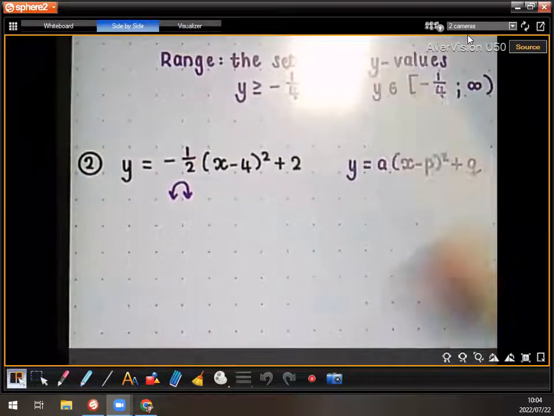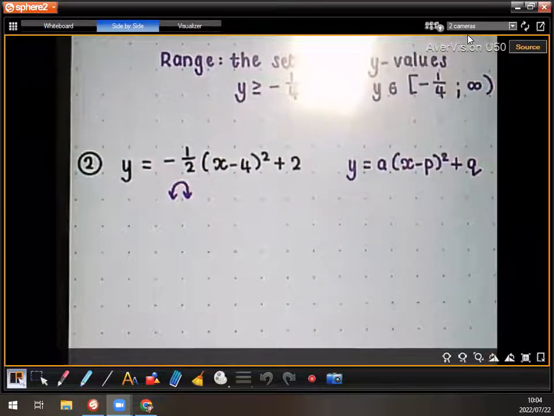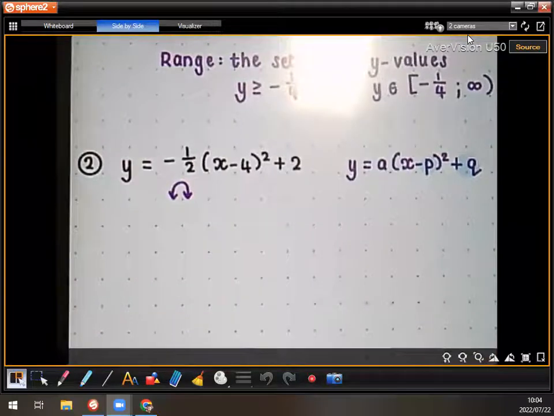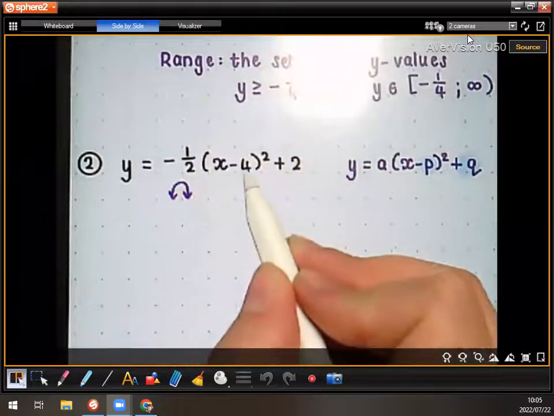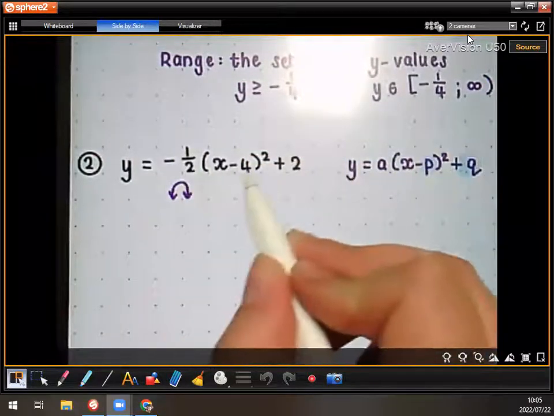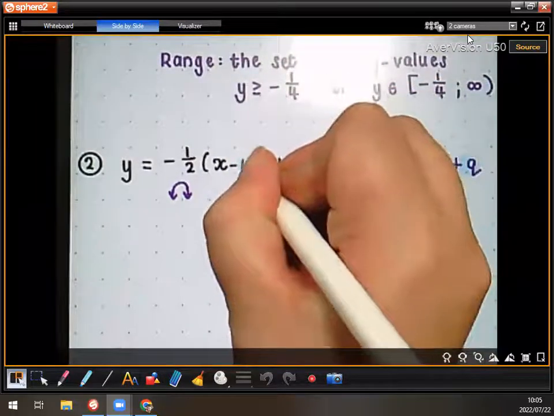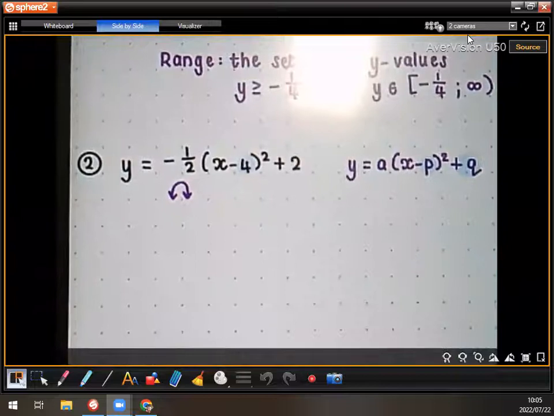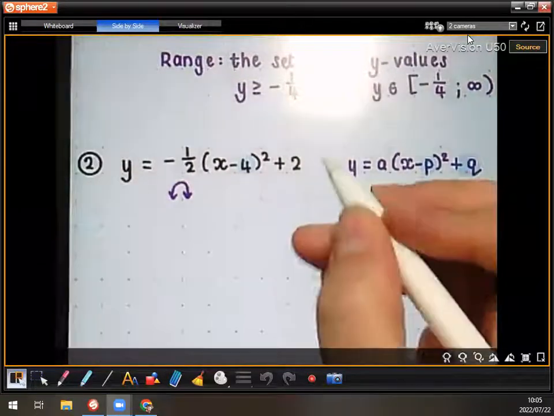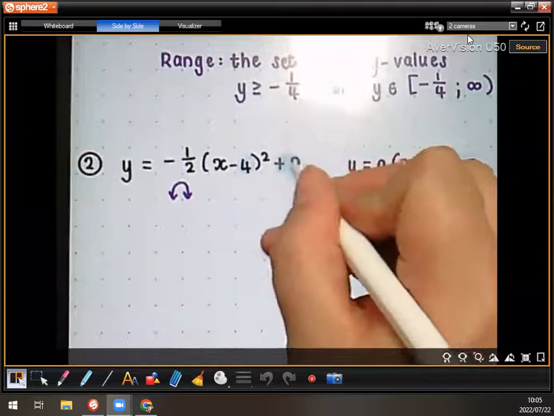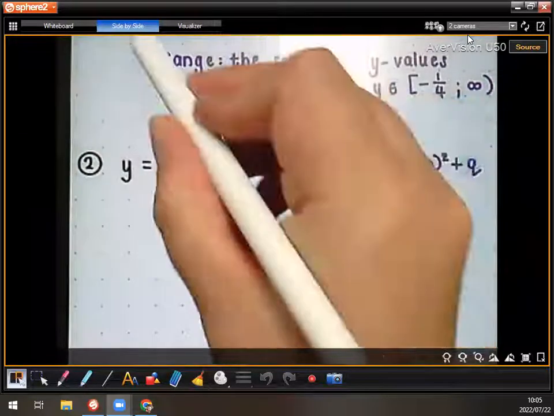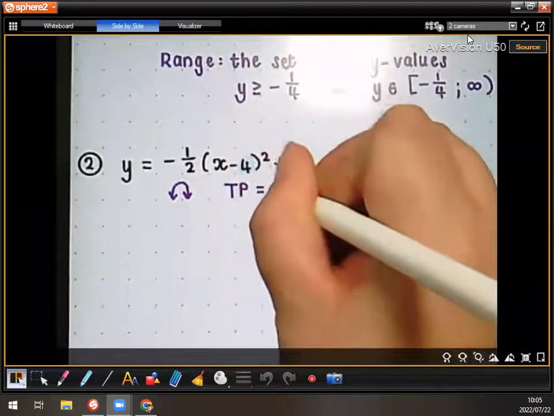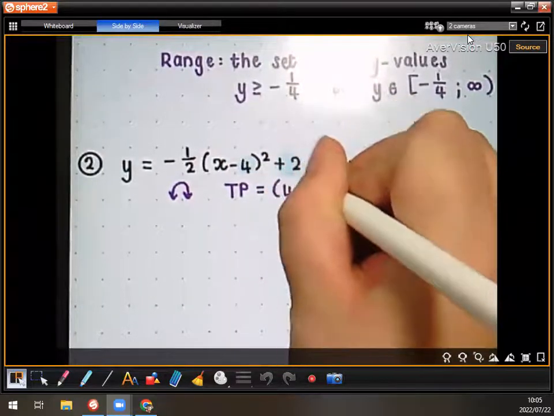Alright, guys, the turning point, remember, we get from the p value and the q value. So what is my p value in this case? X minus p squared, and x minus 4 squared, so 4. Remember the sign in the bracket is different from the sign in the turning point. And then the y value, that sign is going to be the same. So we can say straight away that our turning point is (4, 2).